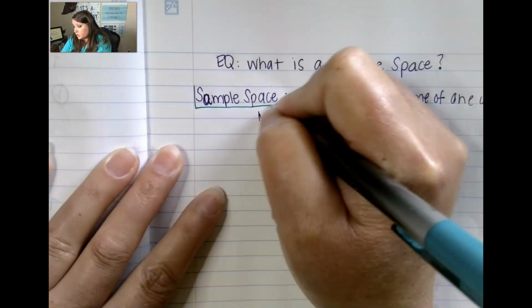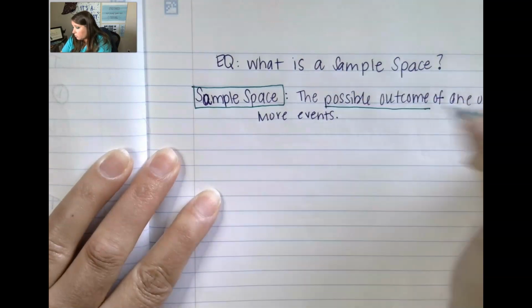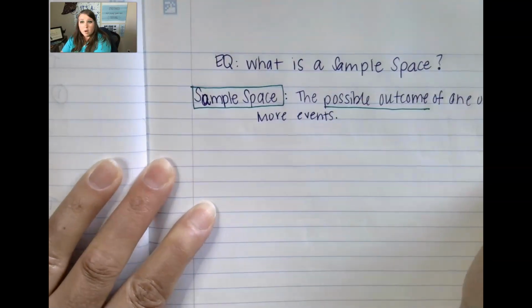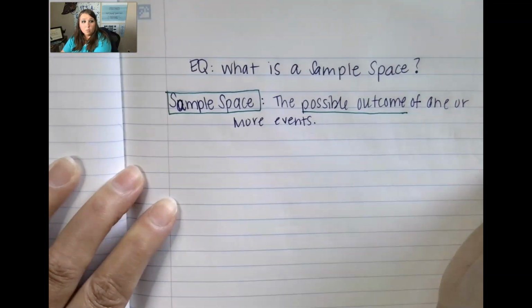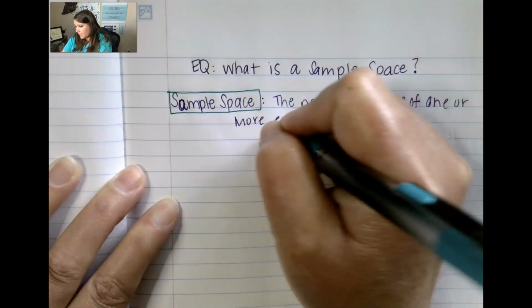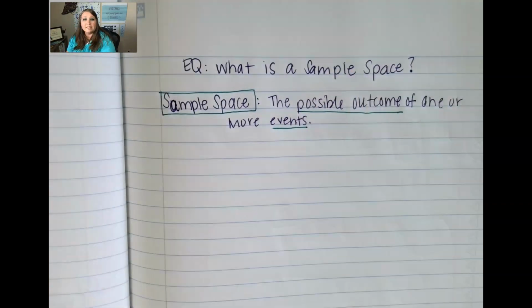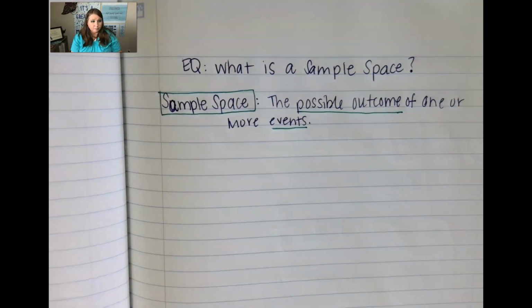I know that those are just words and they probably don't make a lot of sense yet, but we know outcomes are what happens, or what the options are, the opportunities are. And we know that events are what's happening. What are we actually testing? So let's do an example, and then this will make some more sense to you.